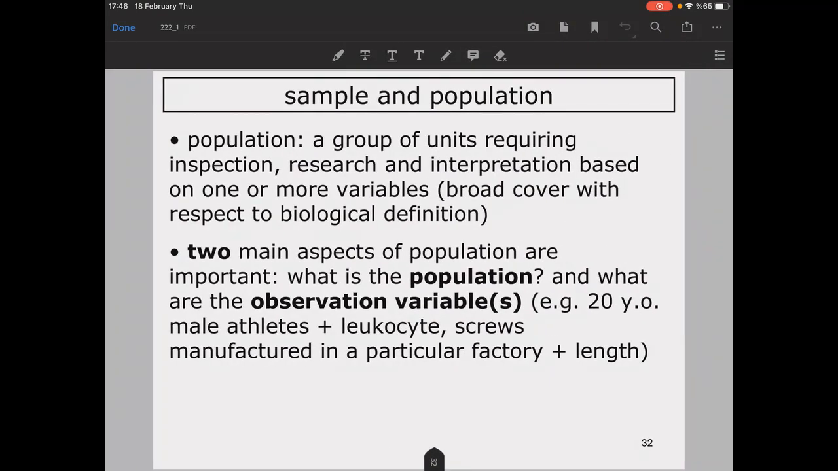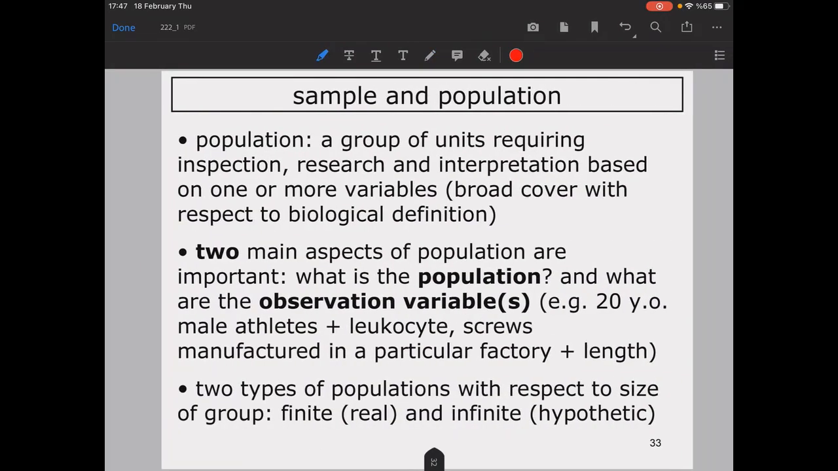So there are two main aspects of the population. What is the population we're dealing with, and what are the observation variables that we are concerned with? For example, your population can be 20-year-old male athletes, and the observation variable can be their blood serum leukocyte levels. That's one example. Or we can talk about screws manufactured in a particular factory. Now this becomes our population, and the observation variable is the length of those screws. That's another example.